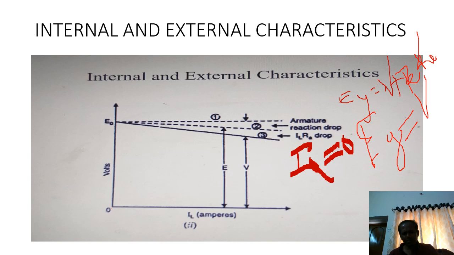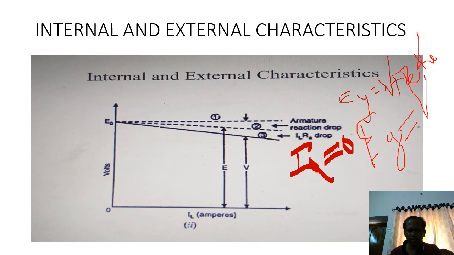But yes, due to the drops in the circuit, the armature drop, the terminal voltage V is reduced to this line, and this drop is called the Ia Ra drop or IL Ra drop. Then you will get this line shown here, which is the external characteristics.